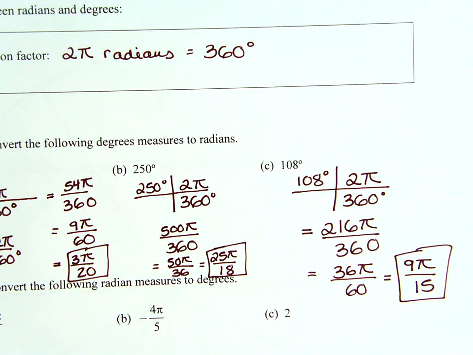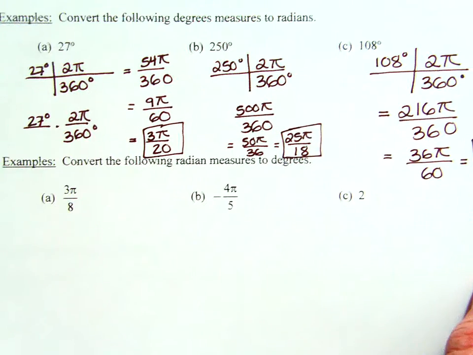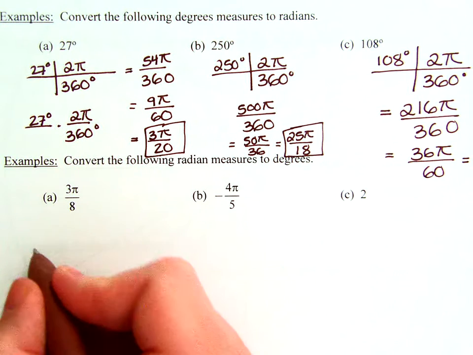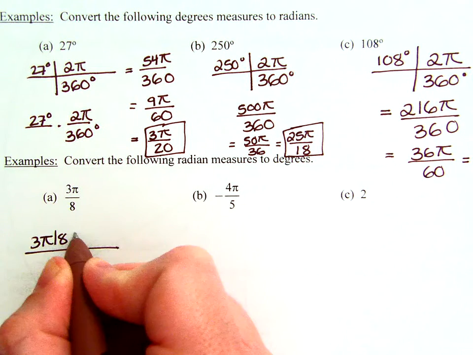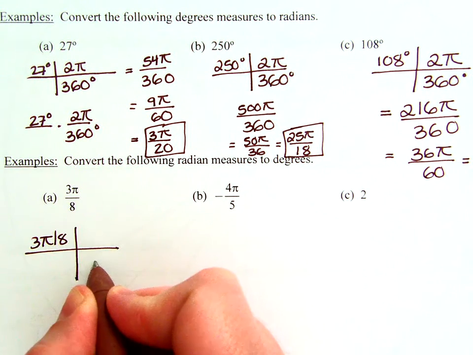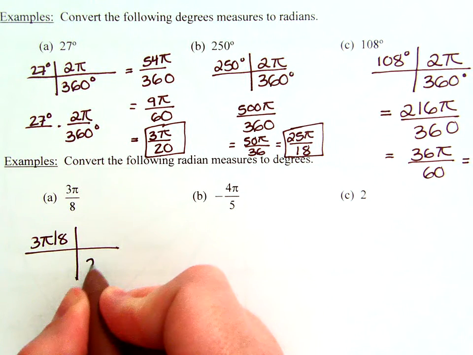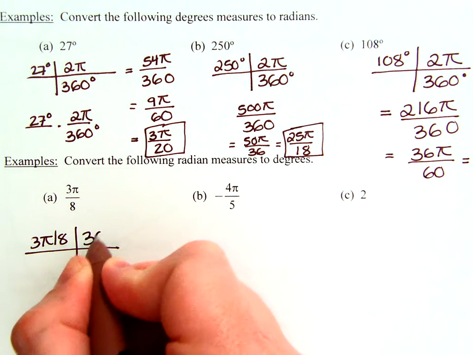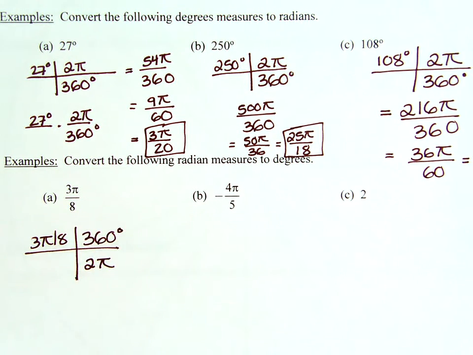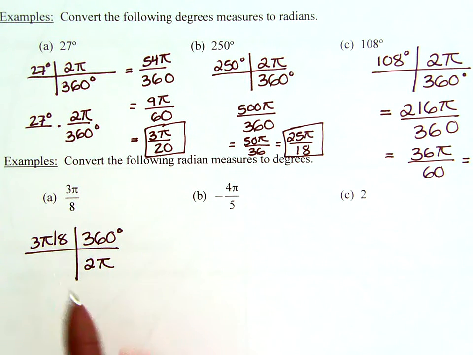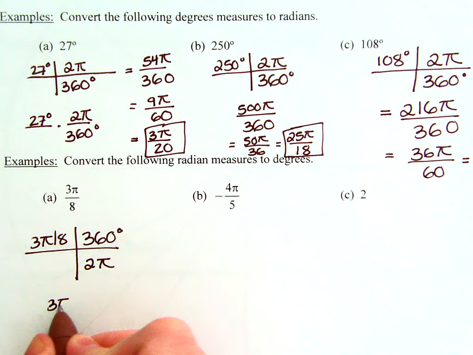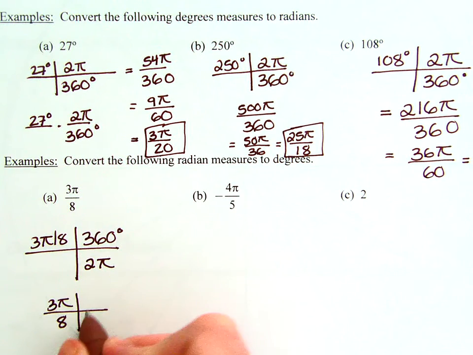Now we're going to go and convert some radians to degrees. In letter A, I have 3 pi over 8. So 3 pi over 8, that's radians. I need a radian conversion factor on the bottom, so I'm going to say 2 pi radians with 360 on the top. This is a pain. Why don't I write that as 3 pi over 8, and then put the 2 pi on the bottom and the 360 on the top.